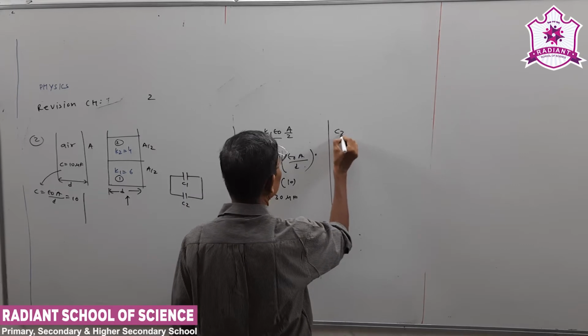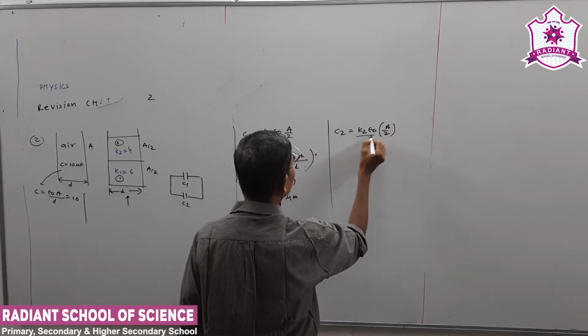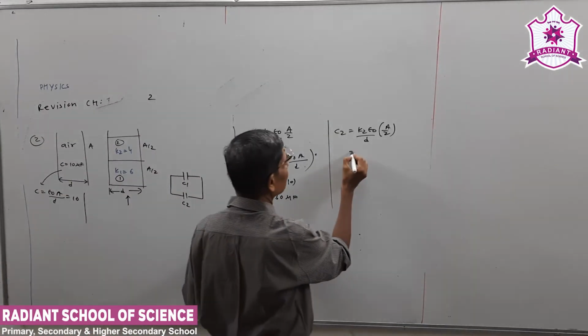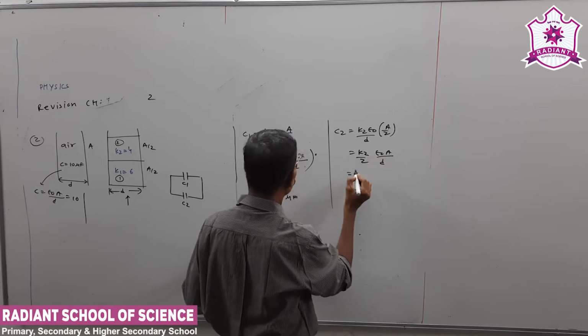Similarly we can calculate C2 is equal to K2 epsilon 0 A by 2 upon d. Again the d will remain the same. So that will make K2 by 2, K2 is 4.